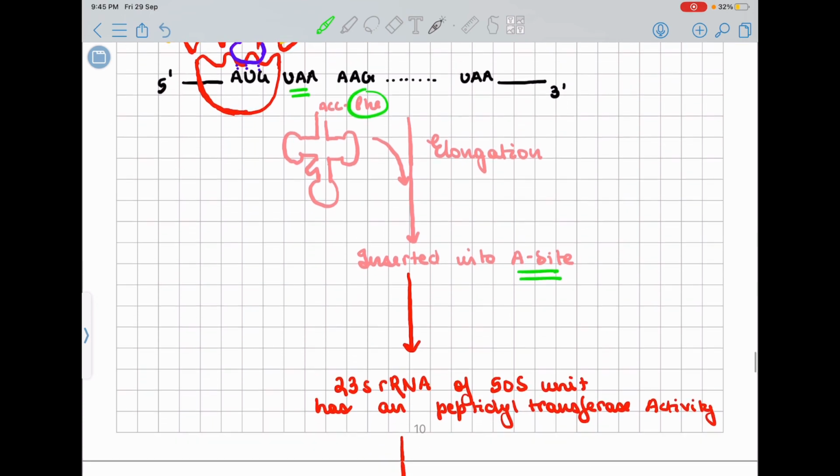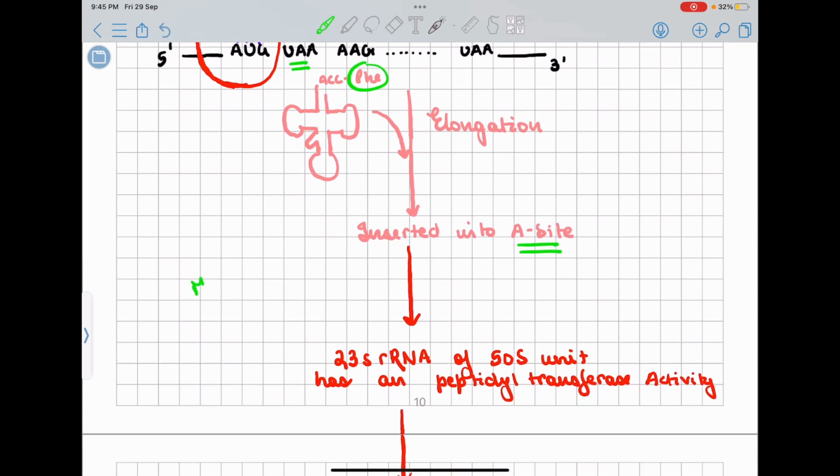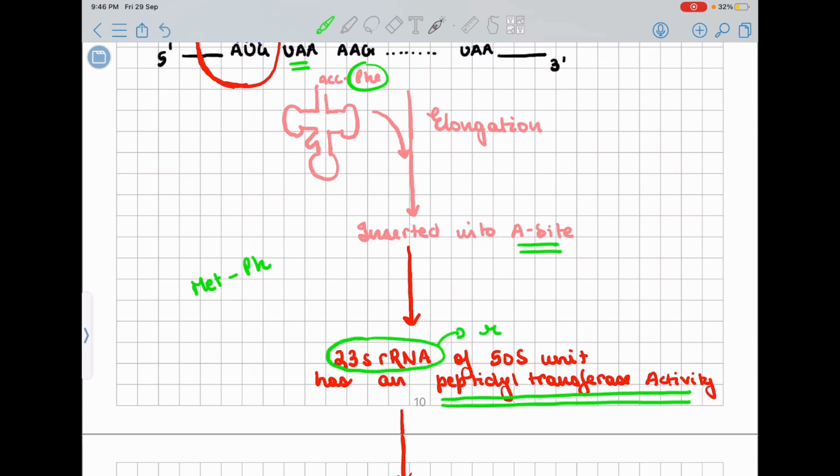Then we have to form a bond between methionine and phenylalanine, right? This process requires a peptidyl transferase activity. So this reaction is carried out by 23S rRNA, which is a ribozyme.